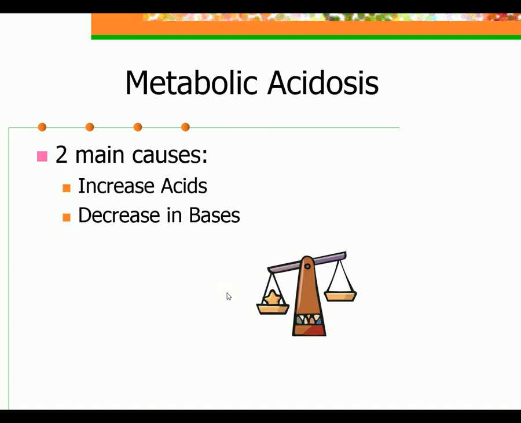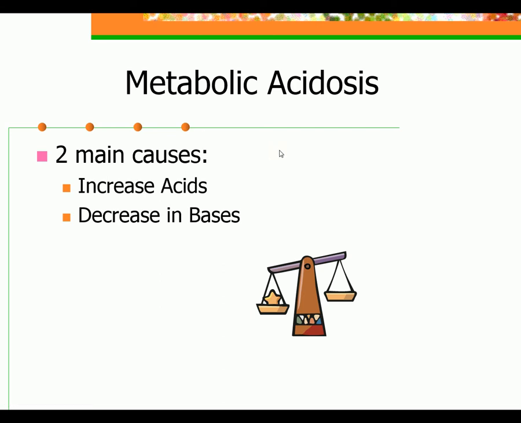All right, in metabolic acidosis, the major imbalances you need to remember these. There are two major causes for metabolic acidosis, either an increase in acids or a decrease in bases. This is not a disease, but a condition caused by a disease or a pathological process. So these are not diseases. These are conditions that are caused by a disease.